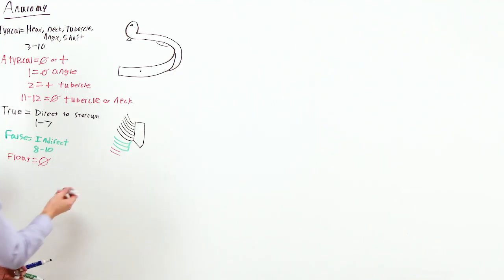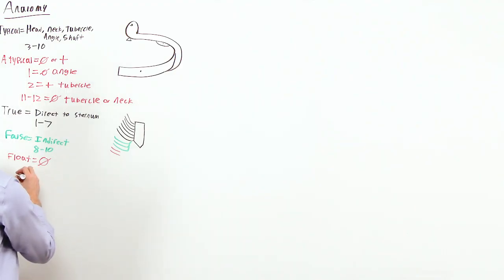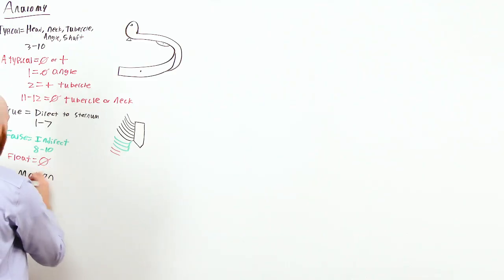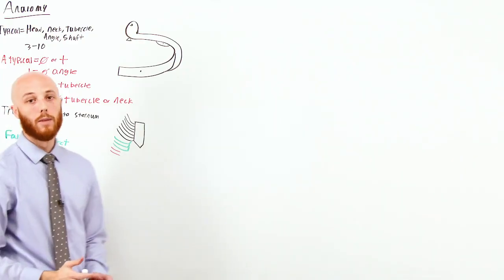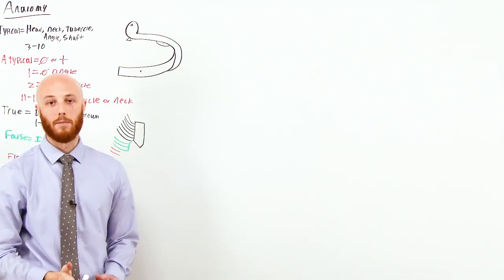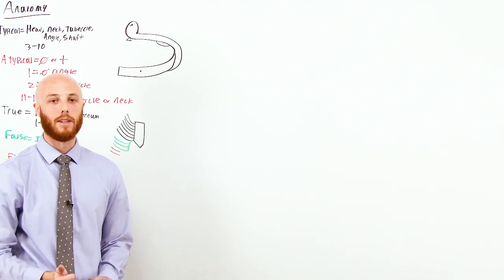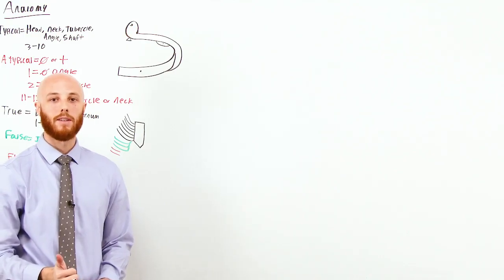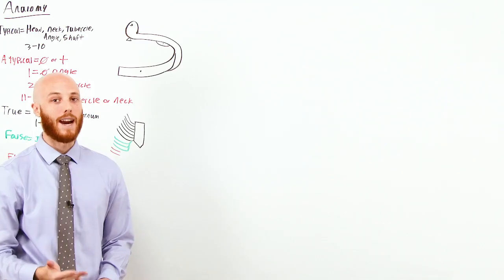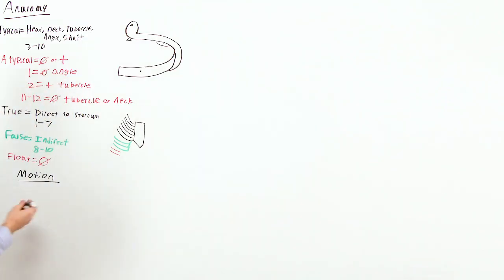The next thing that you need to learn is the motion of the ribs. Depending on which rib we're talking about, you're going to have a different type of motion. And there's 3 types of motion. You have pump handle, bucket handle, and caliper. So we'll start off with pump handle. This is going to be ribs 1 through 5.